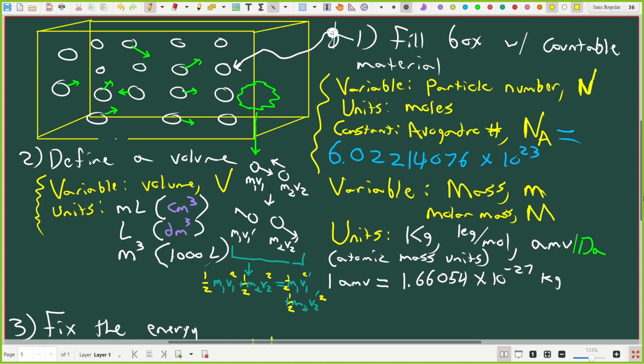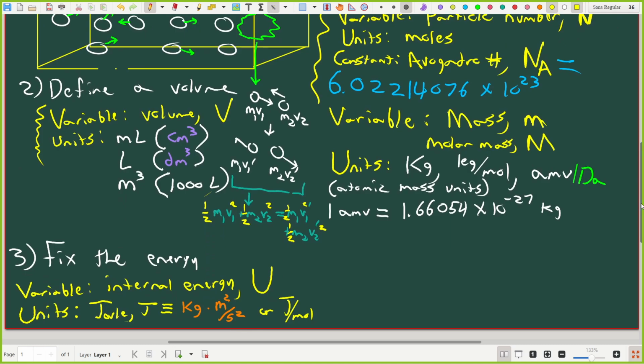So far we have particle number, volume, and internal energy. One thing we haven't figured out is whether these are related to each other. For instance, if I change the volume, does the energy change? If I change the number of particles, does the energy change? Well, we can answer that question right now. We'll worry about the volume in a second. Let's think about particle numbers. Each of these particles has some kinetic energy.